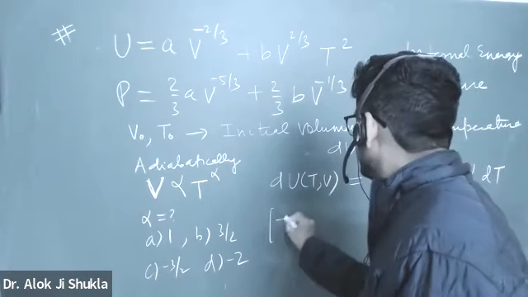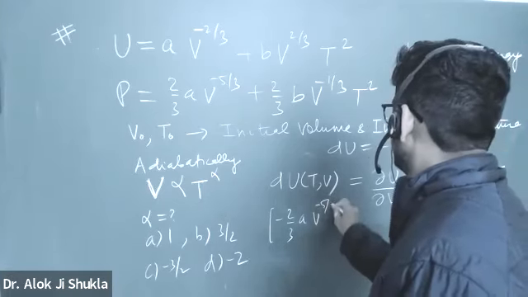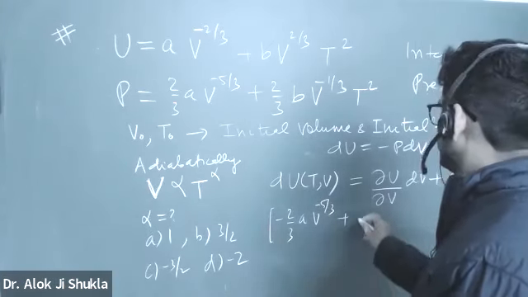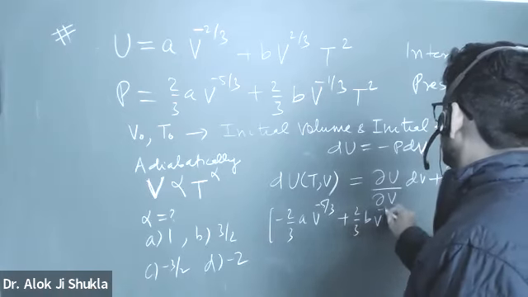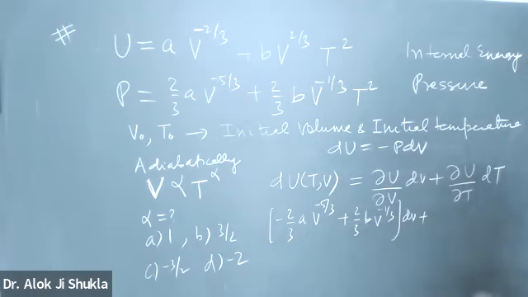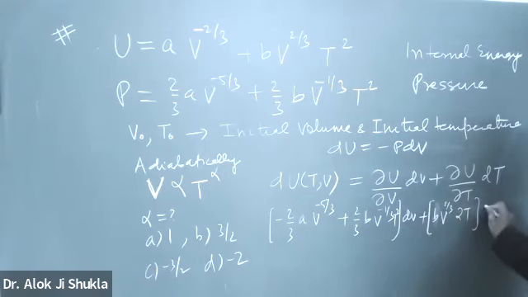Minus 2 by 3 a v raised to the power minus 5 by 3 dv, plus, sorry, plus 2 by 3 b v raised to the power minus 1 by 3 t square dv, plus del u by del t, which is 2 b v to the power 2 by 3 times t, into dt.